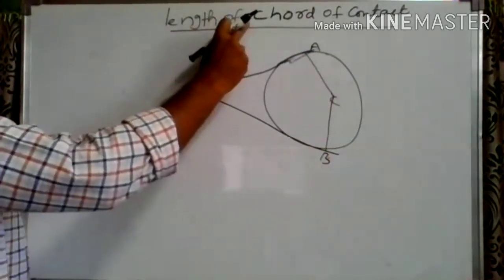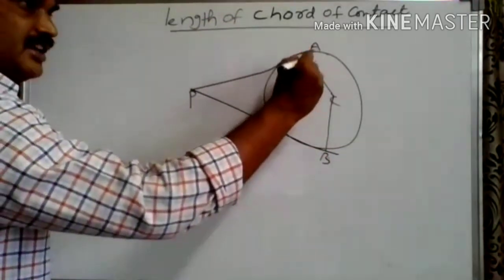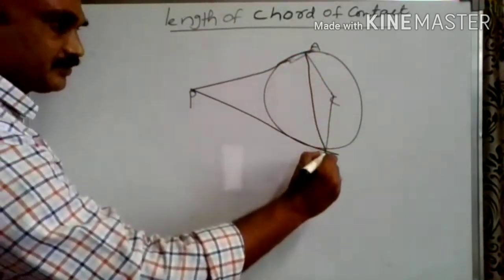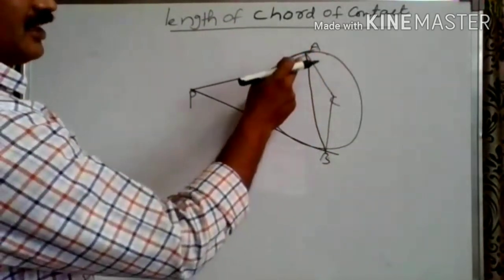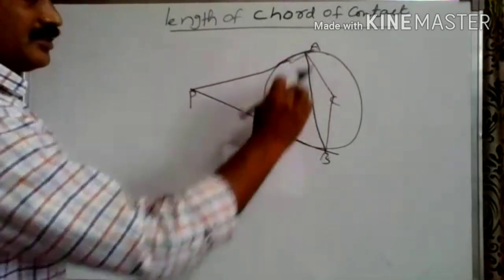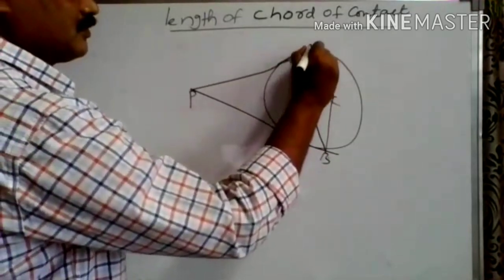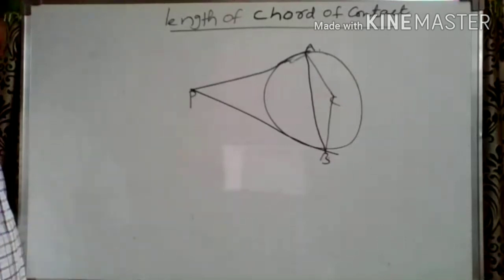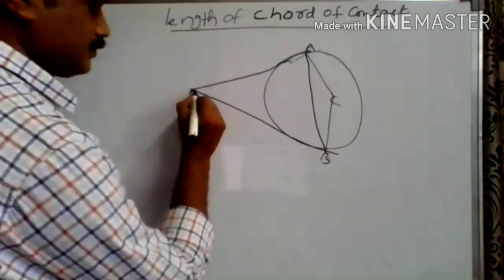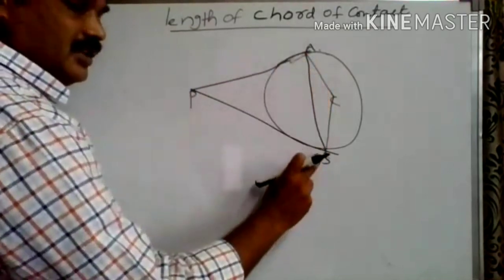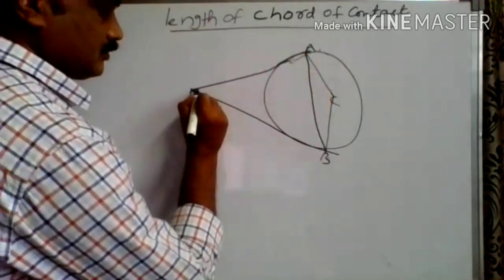Here, calculate the length of the chord of contact. Joining A and B, this is the chord of contact. So calculate AB. Here we calculate the length of the chord of contact, that is, AB.